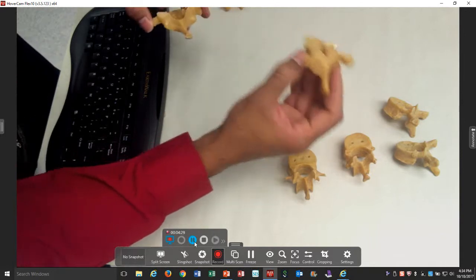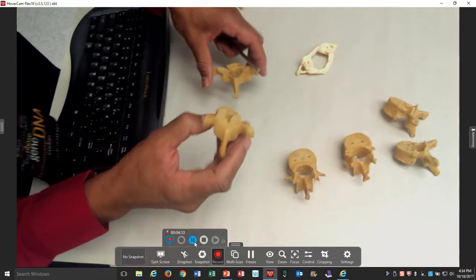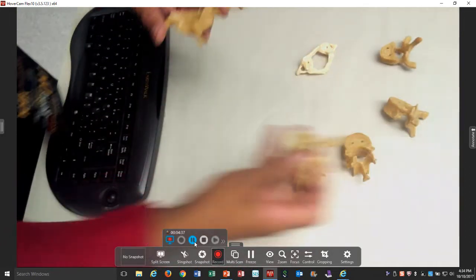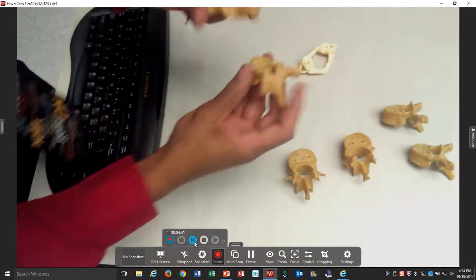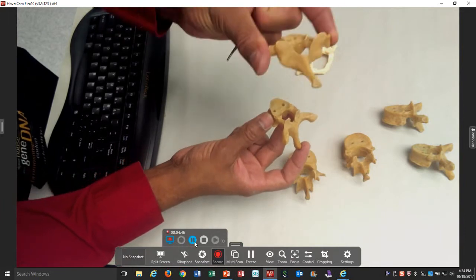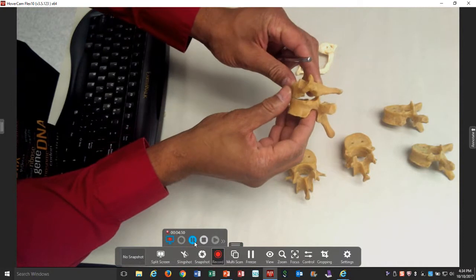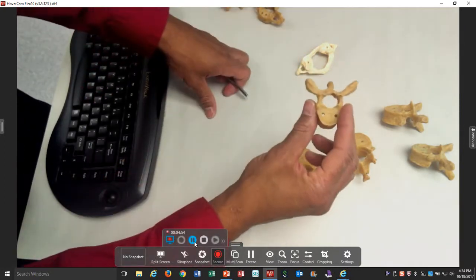So this is a thoracic vertebra. I should have T1, but I think this is actually a smaller one. So let's grab the right one. This should be T1, but it's not. But imagine this being C7, and there they are articulating. Okay. Now, thoracic vertebrae.